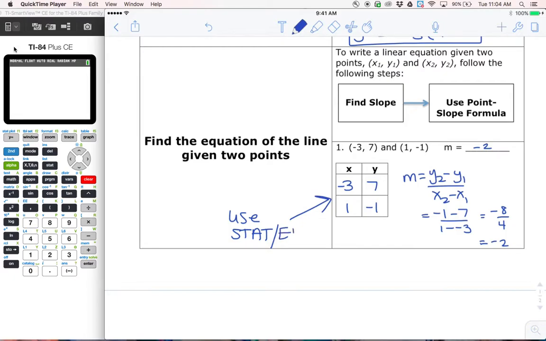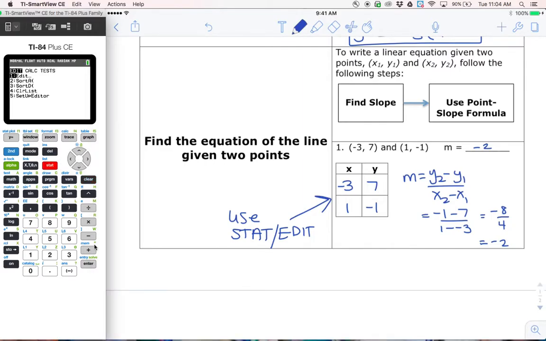All right, let me remind you how stat edit works. We're going to go ahead and we're going to go to our calculator. We're going to go to stat edit, right? Stat edit. Now we type in our numbers. So I got -3 and I have +1 for my x's. On my y's, I've got +7 and I've got a -1. I only need 2 points. That's all I need. I can do an equation with these.